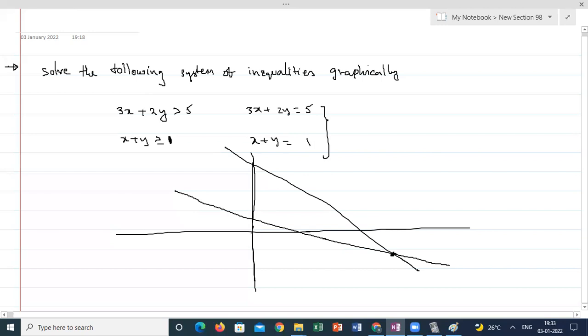So now origin is below the lines. For both the lines, it is below. If I am substituting origin, 0 is greater than 5. Wrong. So this is the shaded region, which should not be included.